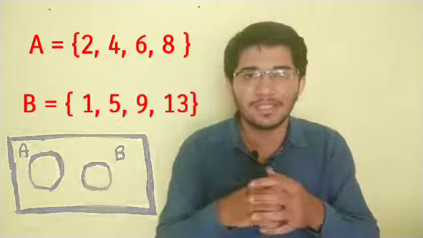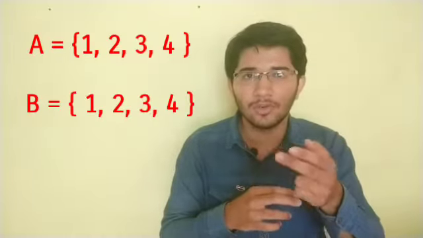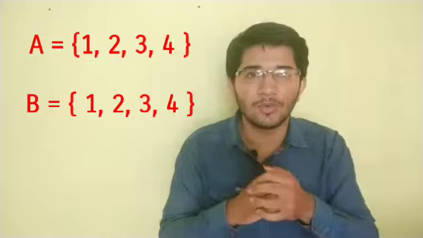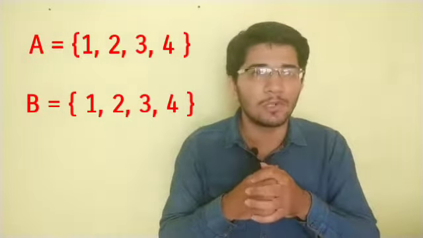Now we will see what are equal sets and equivalent sets. What is the difference between equal sets and equivalent sets? Equal sets, as the name says, are sets which are equal. For example, A equals {1, 2, 3, 4} and B equals the set {1, 2, 3, 4}. So A and B are equal sets.